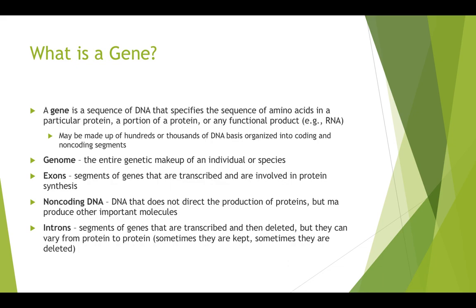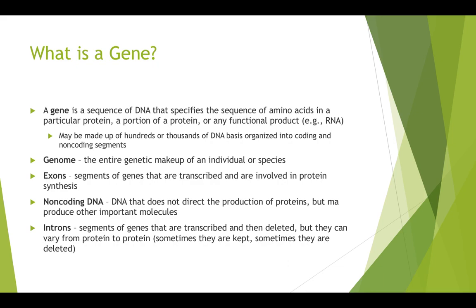Our genome is defined as the entire genetic makeup of an individual or species. This includes our 25,000 functional protein genes, as well as any spacer DNA, any non-coding DNA. All of it is our genome. The exons are the segments of genes that are transcribed and then involved in protein synthesis. Non-coding DNA does not direct the production of proteins, but may produce other important molecules. There should be a Y on "may." I'm sorry for that misspelling.